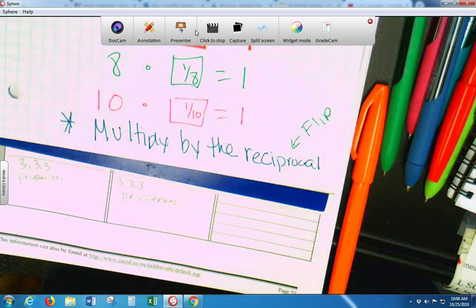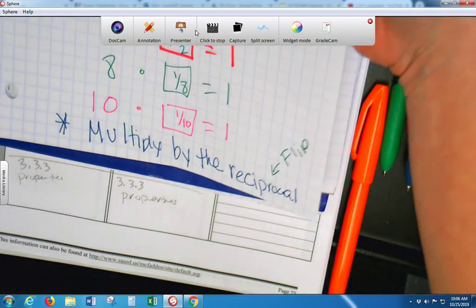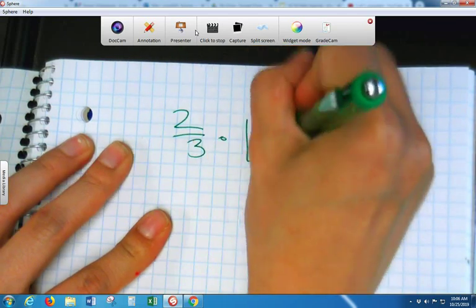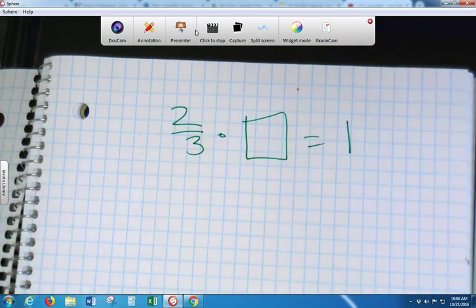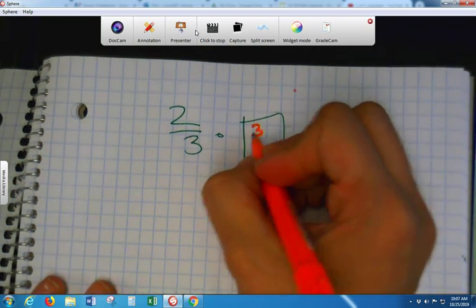I have a hard one before we leave. Don't pack up, because then I'm going slow. Oh, you go fast now. Okay, super hard one. 2/3 times what equals 1? 3 over 2. Perfect. Thank you very much, guys.